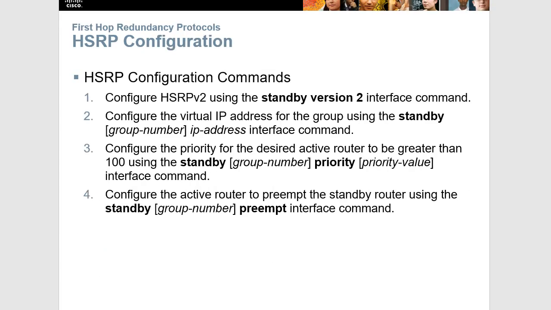And our configuration. If you want to use version 2, you can do that by using standby version 2. You're going to configure the virtual IP address by using standby, then your group number, which is the number of your HSRP group, depending on the routers that are in it. Usually you start with 1, or you can use any convention you want, but it's typical to start with 1. Then use your IP address command. If you want to set the priority, you use standby, whatever group number you've got there, then priority and the number, if you want to force an active router.